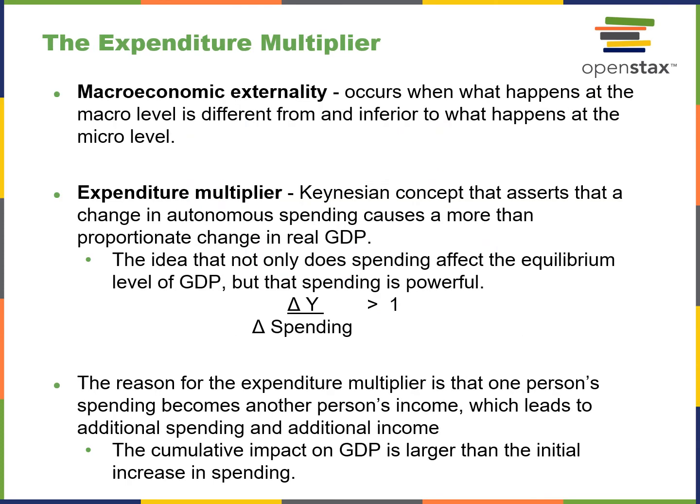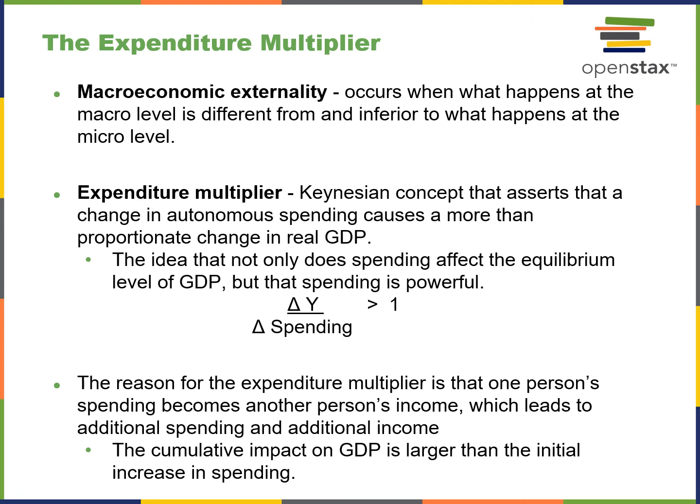Okay, the expenditure multiplier. These are things you probably see in the test, so you want to know what a macroeconomic externality is, and basically that's something that happens to cause things to change, external from the normal macroeconomic activity.